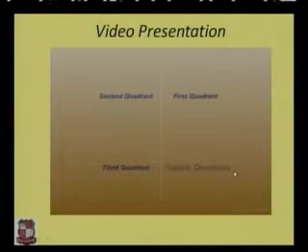First quadrant, second quadrant, third quadrant, and fourth quadrant. All the quadrants, in the relation of the vertical and horizontal plane, are numbered in the anti-clockwise direction: first quadrant, second quadrant, third quadrant, and fourth quadrant. We have to study the orthographic projection related to the first quadrant and the third quadrant.